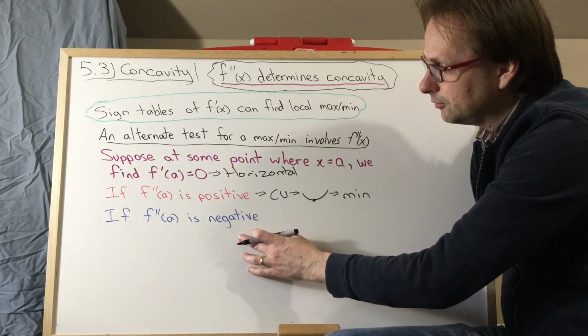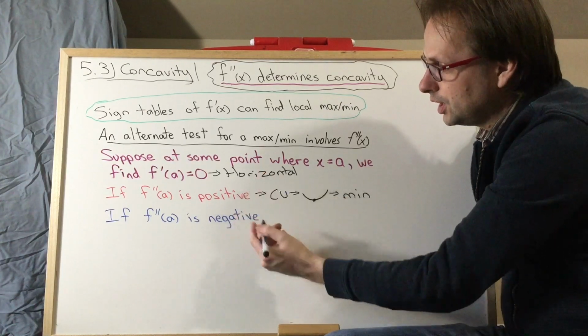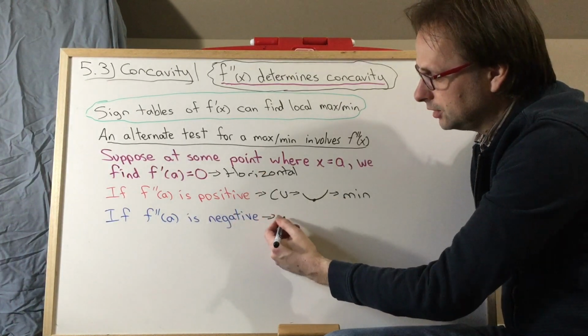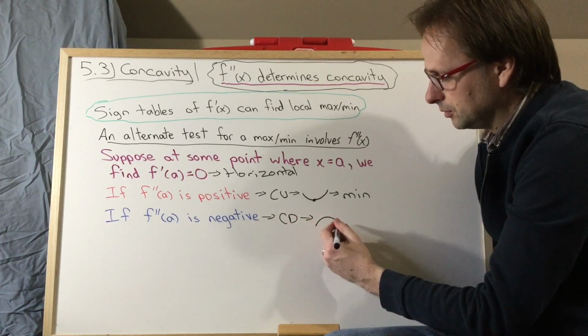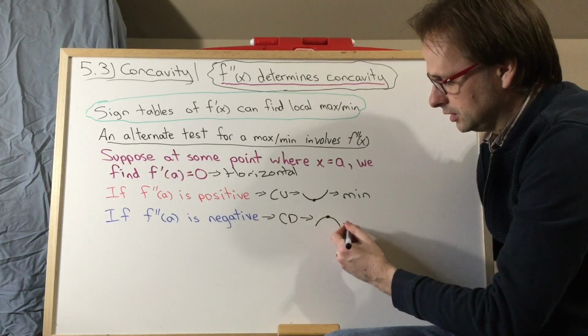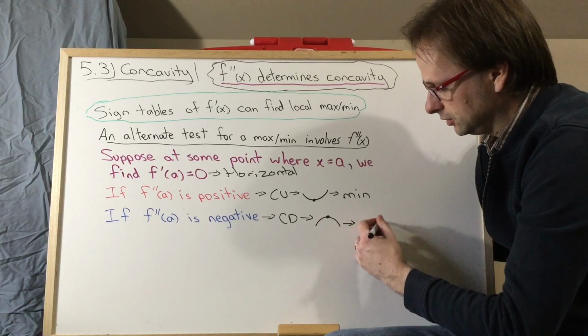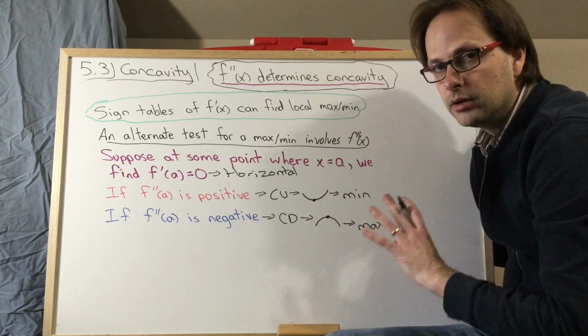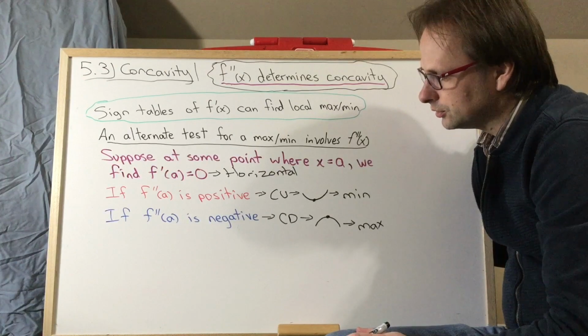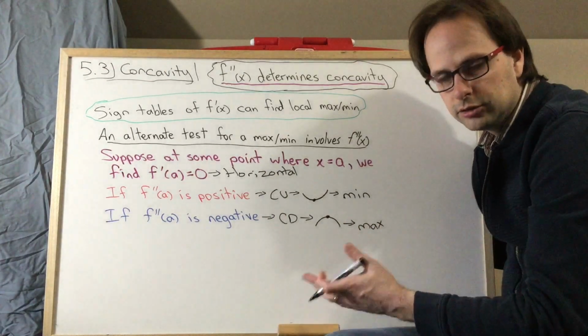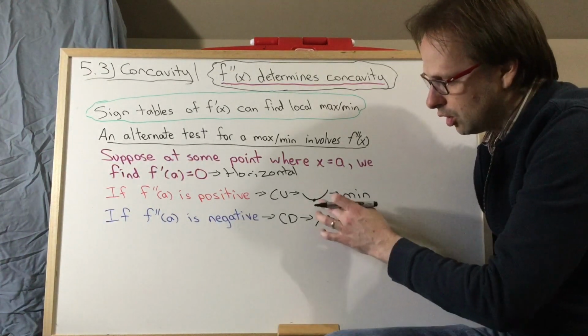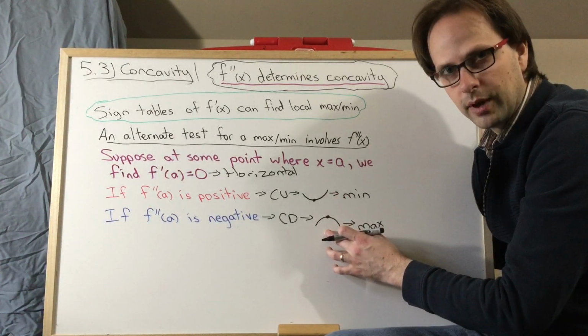Similarly, if you find that you're horizontal and f double prime is negative, that means we're concave down. Must look something like this, and we must have found a max. Now I urge you, don't try and memorize these things where up means min and down means max. It's super counterintuitive. We can always just make the little diagram.